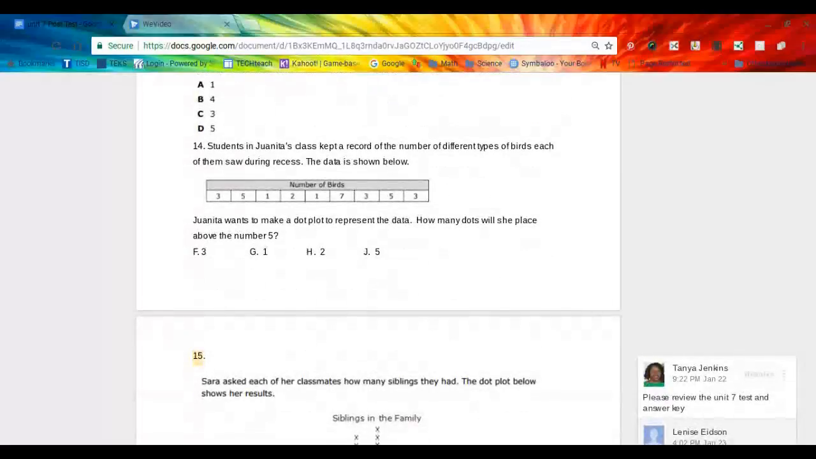14. Students in Juanita's class kept a record of the number of different types of birds each of them saw during recess. The data is shown below. Juanita wants to make a dot plot to represent the data. How many dots will she place above the number 5?